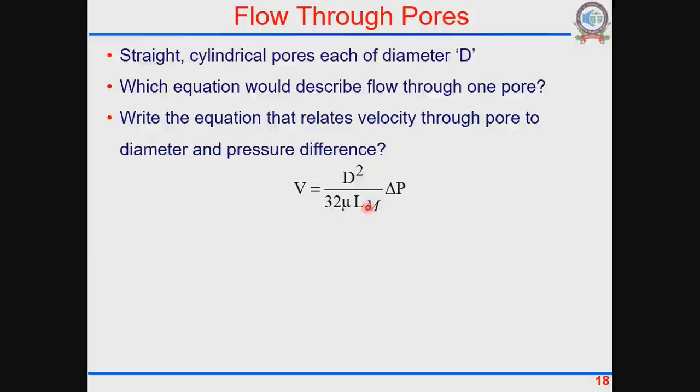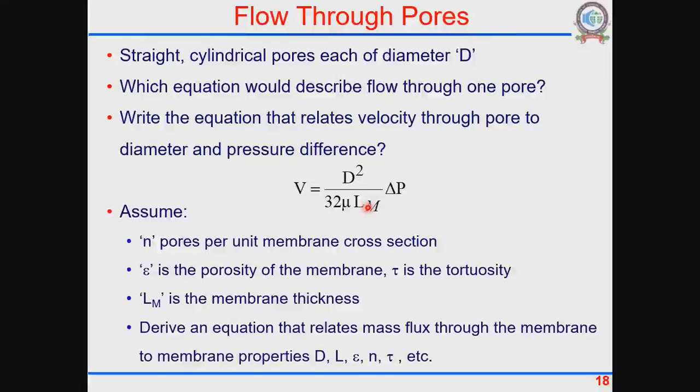Okay, now if we go forward, we assume that there are n number of pores per unit cross section of the membrane. Let's say epsilon is the porosity of the membrane, tau is the tortuosity of the pores, Lm is the thickness of the membrane, as we had talked about earlier. I want you to derive an equation that relates the mass flux through the membrane, mass flux meaning rate at which mass flows per unit cross sectional area, so kg per meter square per second, through the membrane.